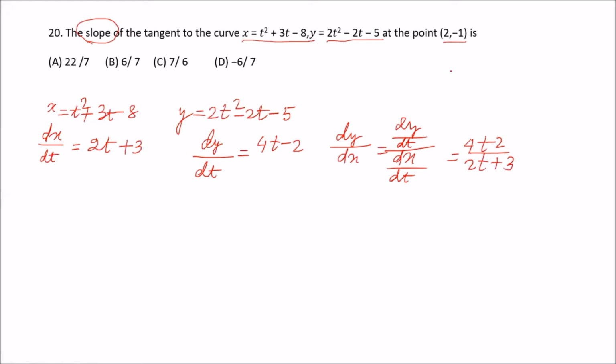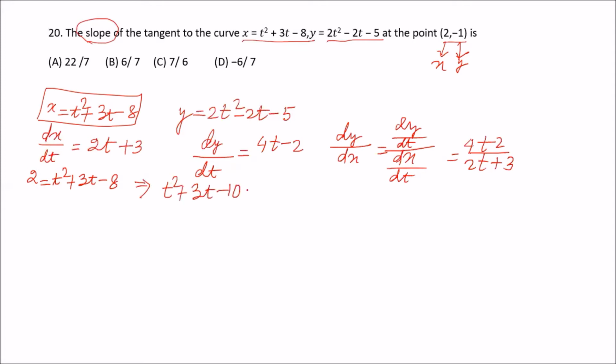Now see, what is given? Given is 2 comma minus 1. That means this is the value of x, this is the value of y, this is not t. So x is equal to 2. Now put x is equal to 2 in this expression. So 2 is equal to t square plus 3t minus 8 will give the value of t. This implies that t square plus 3t minus 10 is 0. So this implies that you are getting t plus 5 into t minus 2 is 0. So the value is either t is equal to 2 or t is equal to minus 5.